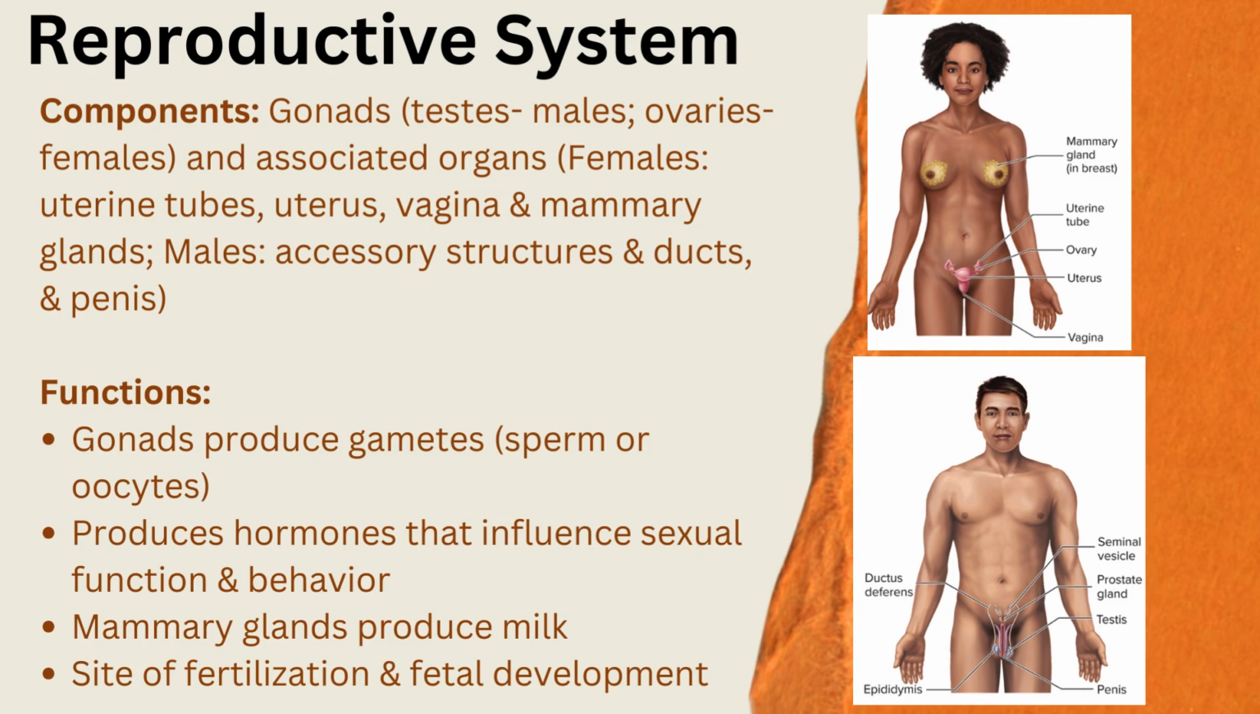The function of the reproductive system is to produce the gametes, which are the sex cells. So that would be the sperm for the males and the oocytes for the females. It produces hormones that influence sexual behavior and function. Mammary glands produce milk, and it is also the site of fertilization and fetal development.